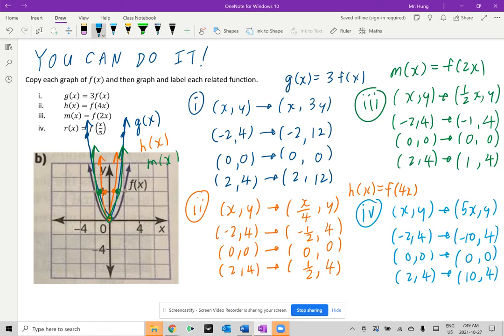Again, I'm going to go left by 10 this time. So it's going to be roughly somewhere here. And I'm going to go up by 4. So it's going to be right there. 0, 0 is the same, which is the invariant point. And if I go right by 10, up by 4, and I connect them, it's going to open up. And again, we label this as r of x, where in this context, r of x is going to be f of x divided by 5.